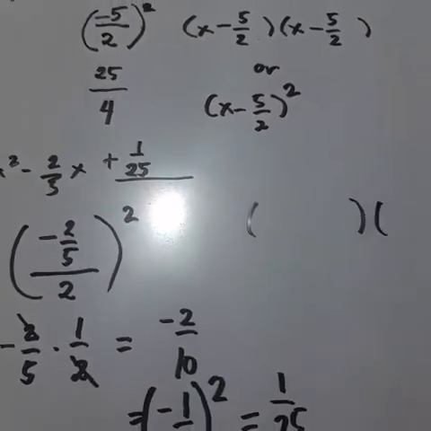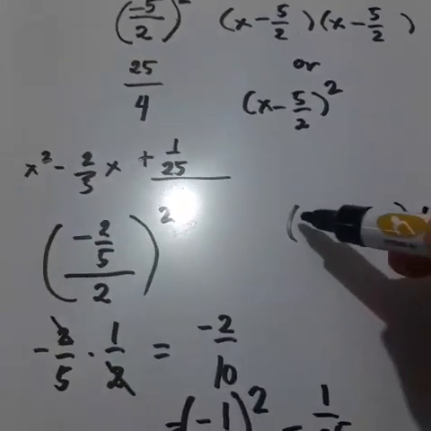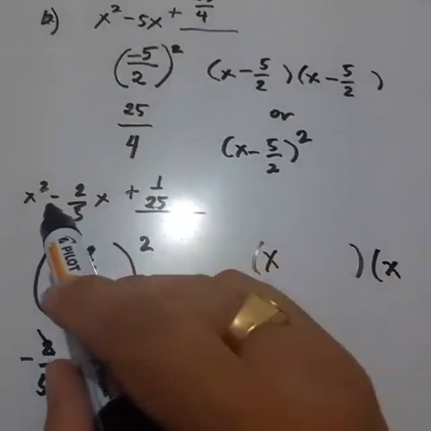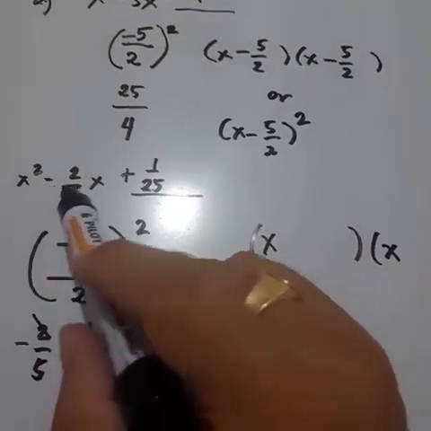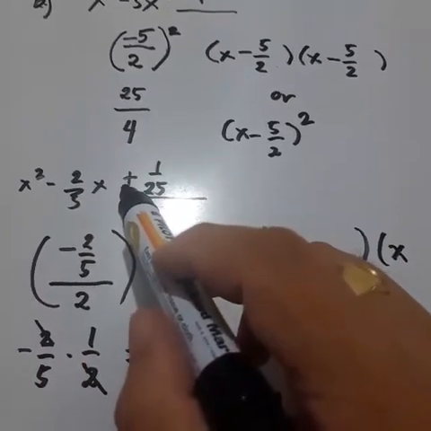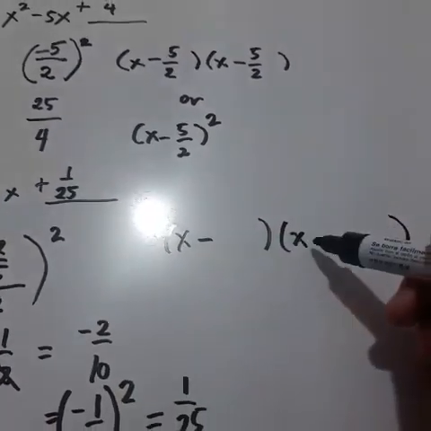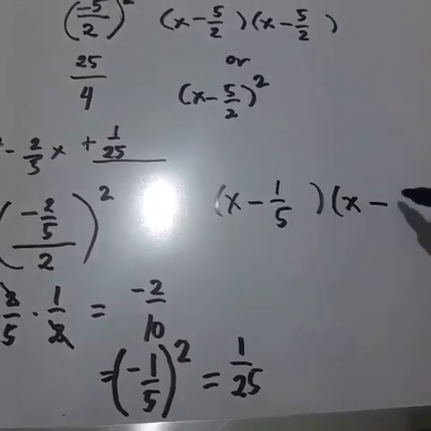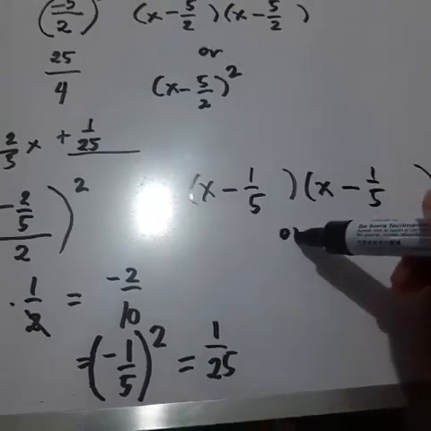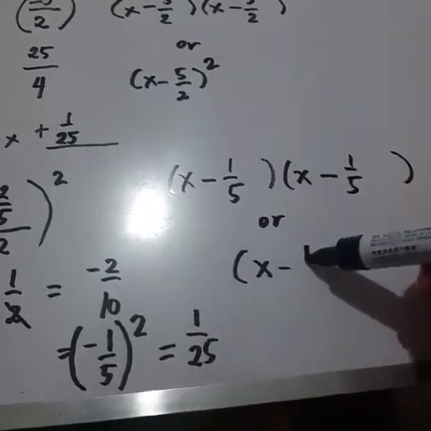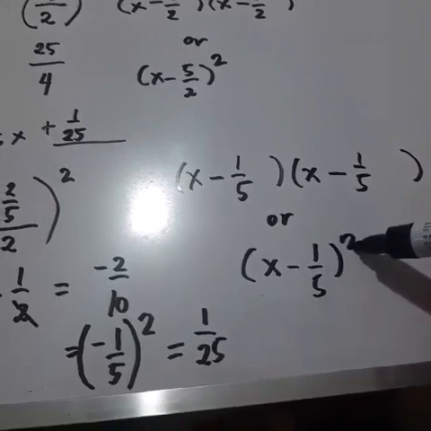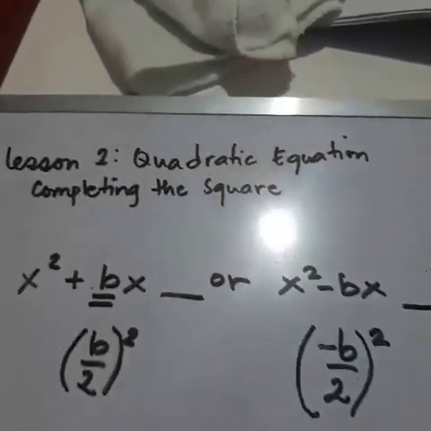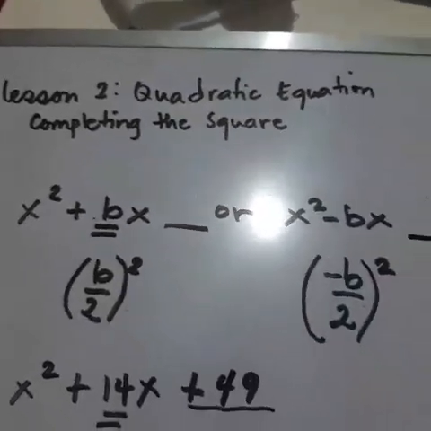Ang factor niya ay, so x, and then x, and then, dahil sabi ko kanina, negative yung sign ng middle term, and positive yung sign ng last term, so pareho lang siyang negative. And then just copy 1 over 5. Or in short, your final answer is x minus 1 over 5 squared. Okay? So this is quadratic equation by completing the square.